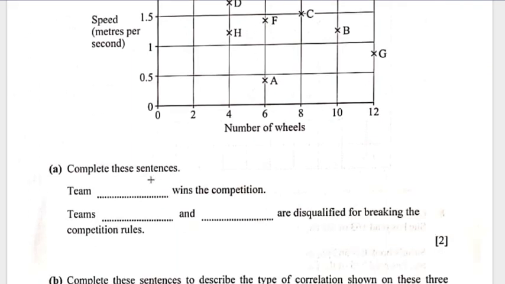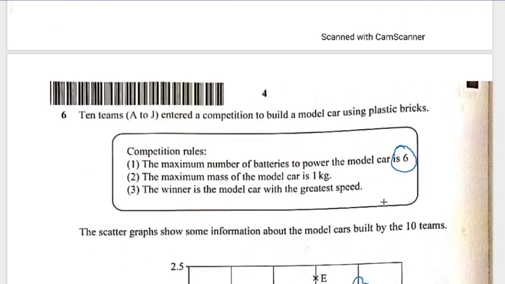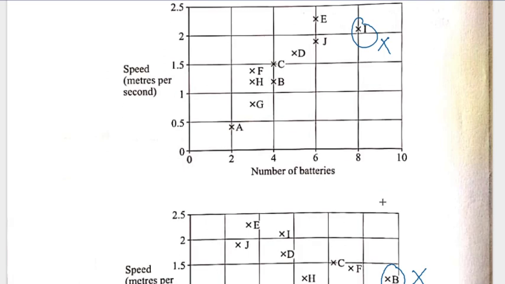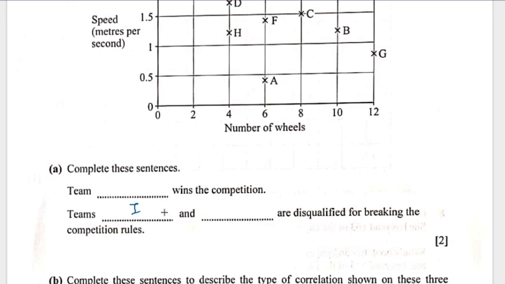Let's see what the question is. Complete these sentences. Team blank wins the competition. Which team wins the competition? And the second one, teams blank and blank are disqualified for breaking the competition rules. We can see just now there were a few teams breaking the rules. Teams I and B are against the rules, so they are disqualified. So we write here I and B.